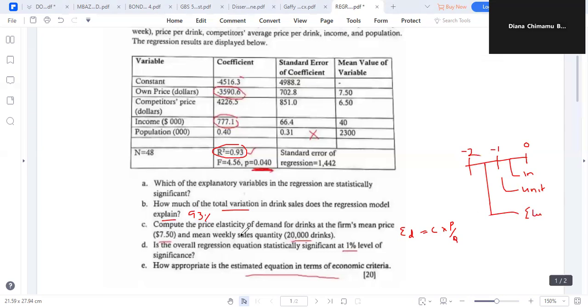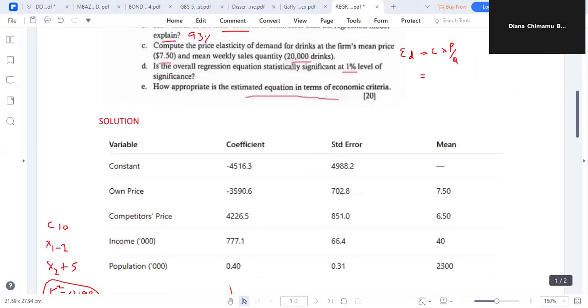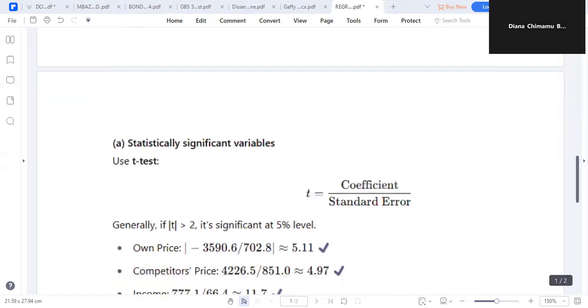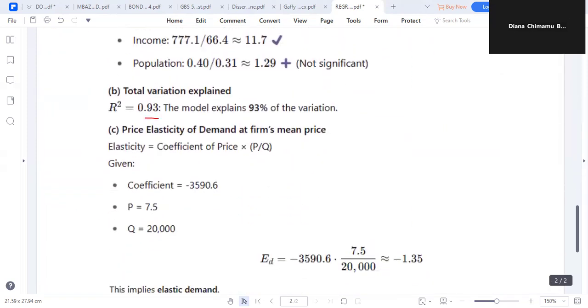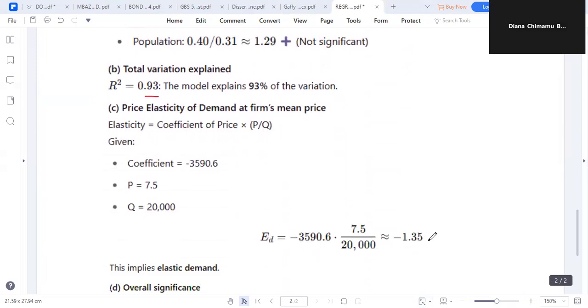So in this case, our coefficient is negative 3,000, the price is 7.5, and the quantity is 20,000. What are you getting? I got 1.346. Not sure if it's correct. Yes, 1.346 or 1.35. So it means demand is what? Elastic. We get the coefficient times the price over quantity. Are we together?